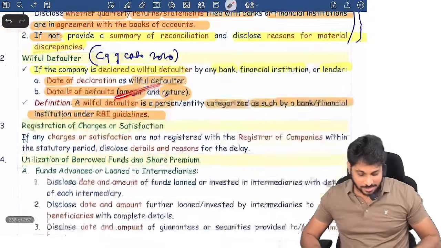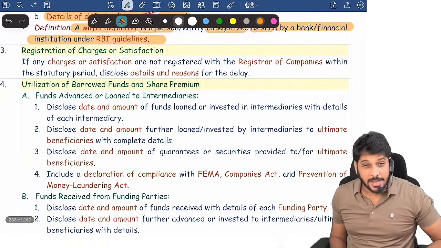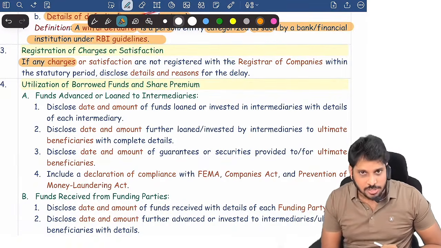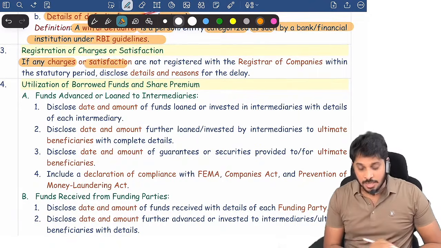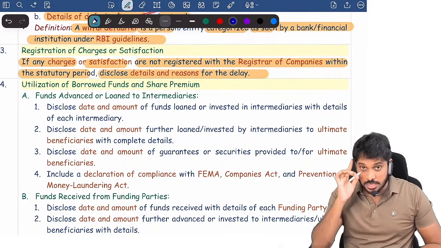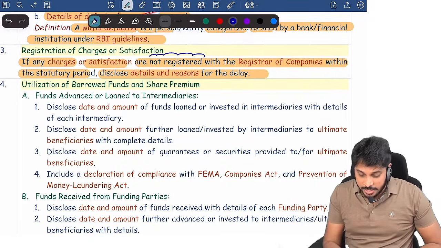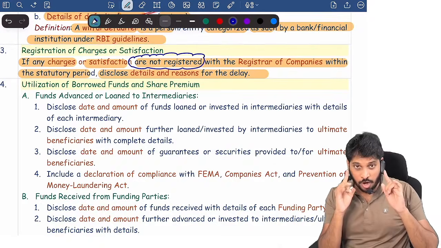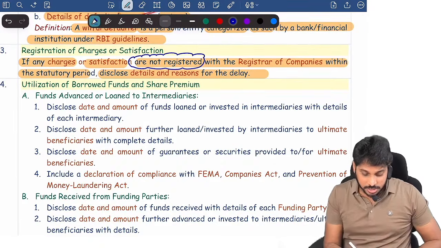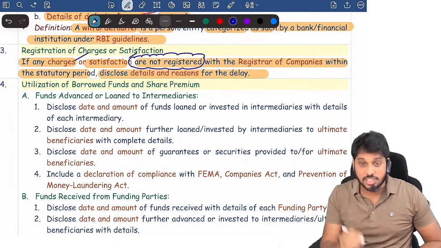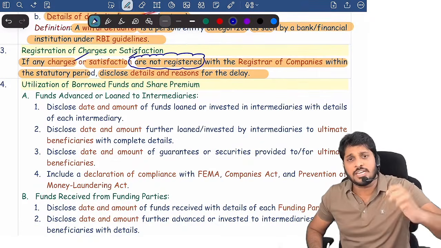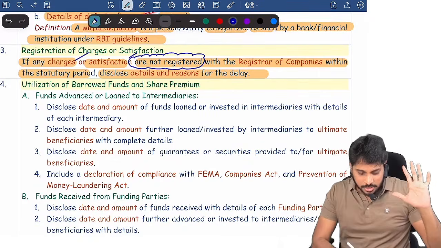That's it. Then third, another information the company has to disclose is whether any charges or satisfaction are not registered with the Registrar of Companies within the statutory period. Remember, here it is unregistered charges, guys. The information you should give is unregistered charges created, and unregistered charges which we already satisfied. Satisfaction of charge means what? We already repaid the loan. Yes or no? Charge means what?